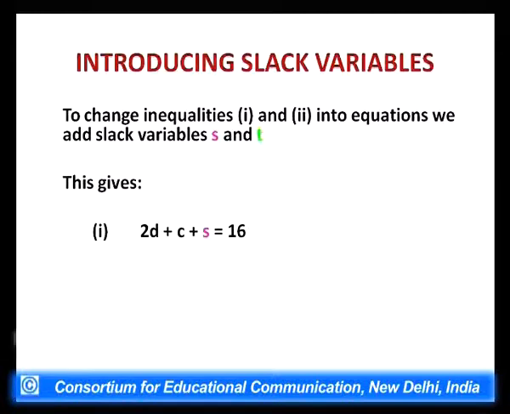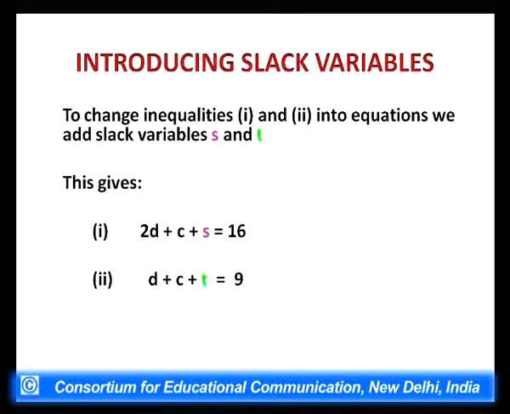And similarly, the second constraint, d plus c. Now, instead of s, this is the second equation, we cannot use s because s is for the first constraint, and we are using a different variable which is t. So t is used to make d plus c less than or equal to 9 an equality. Okay, we have removed the inequality and we have made it an equality.